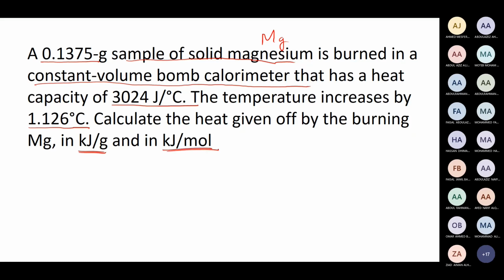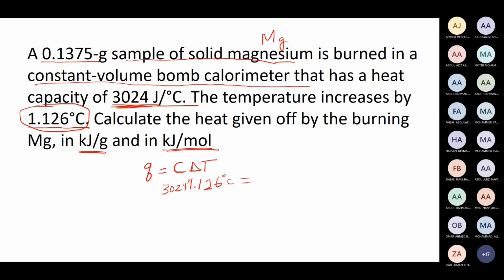So which equation are we going to use? Q equals C capital multiplied by delta T. Exactly. What's delta T? It's already given to you, 1.126. Okay. What's C? 3024. Exactly. So you multiply this by this and you have the answer.